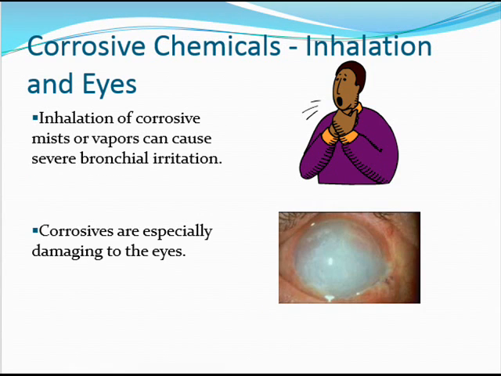Corrosive chemicals, inhalation and eyes. Inhalation of corrosive mists or vapors can cause severe bronchial irritation. Corrosives are especially damaging to the eyes. Goggles are essential to protect the eyes when handling strong corrosives. Eye washes are required where corrosives are handled. Damage to the eyes can be minimized by quick rinsing of the eyes. The photo shows an eye that is severely damaged by a corrosive.